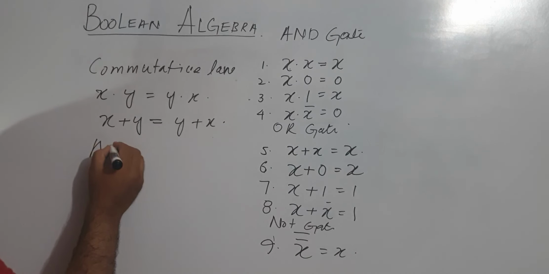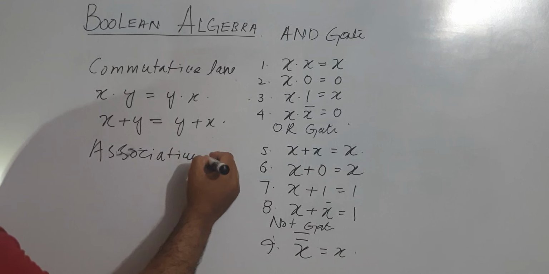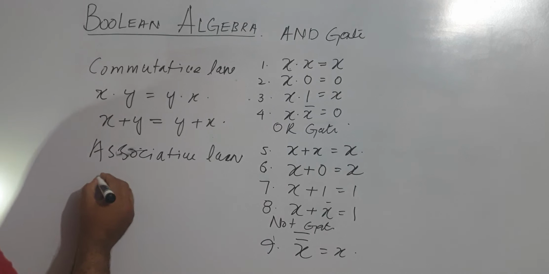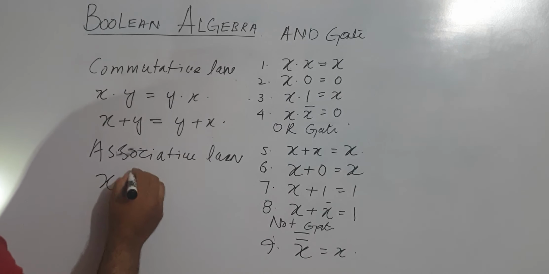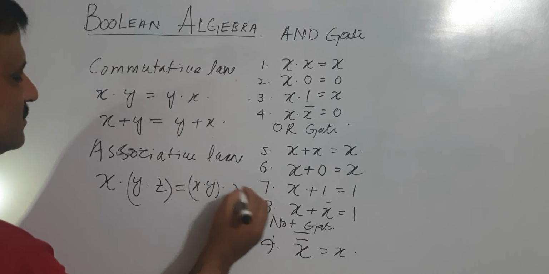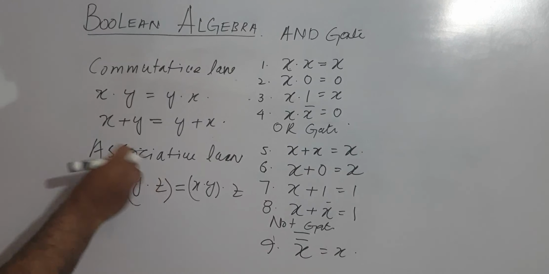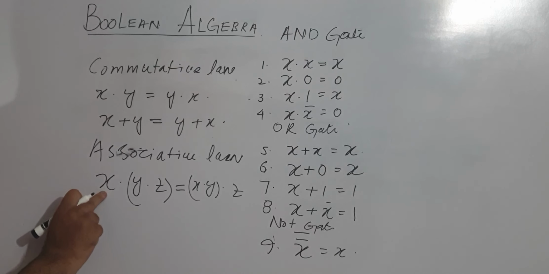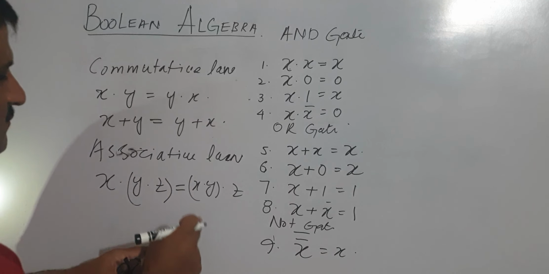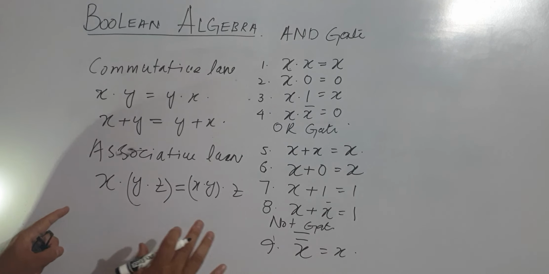Next is the associative law. Logic obeys the associative law as well. Let's say we have three variables: x dot (y dot z) is equal to (x dot y) dot z. It means if you AND the y variable and z variable first, and then you AND the output of this AND gate with the x input, it is exactly equal to this way. If you AND x and y first, and the output of this AND gate is further ANDed with z, it is not disturbing the basic operation.